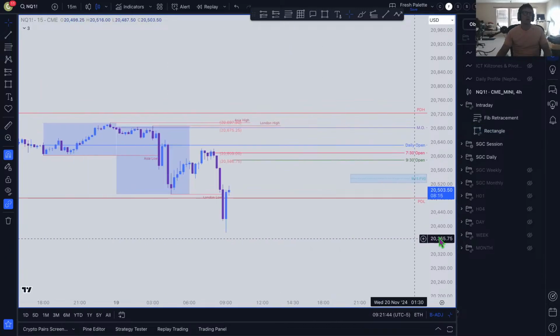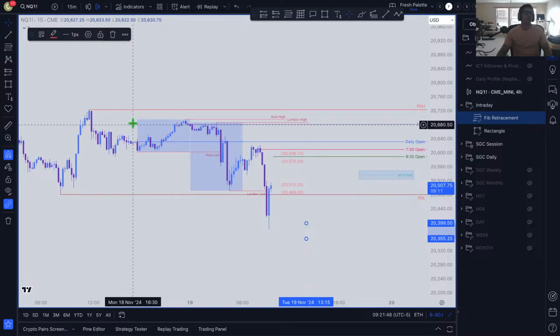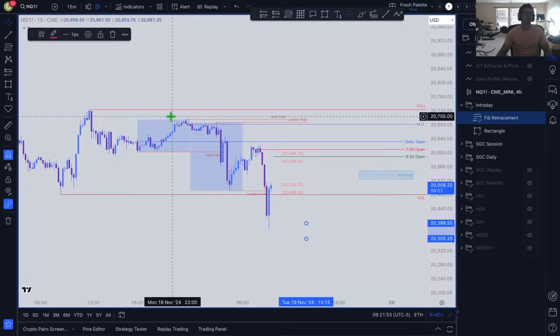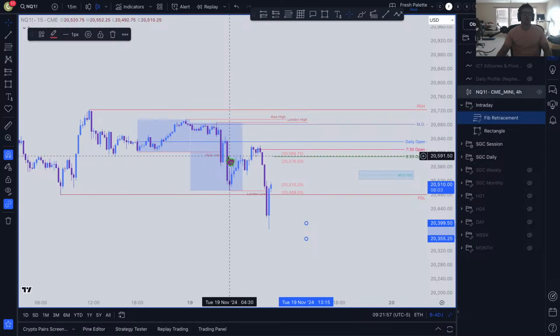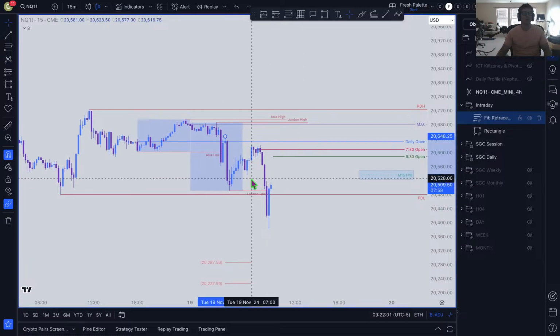So if we look for anything on that 15, what happened? Asia range. London swept liquidity within the Asia range, not the Asia high, but it did sweep liquidity. And then you got a push down. You really didn't get any clear manipulation block until right here.